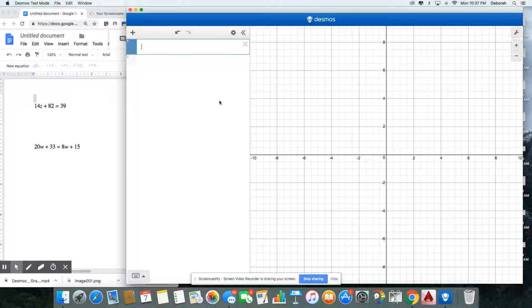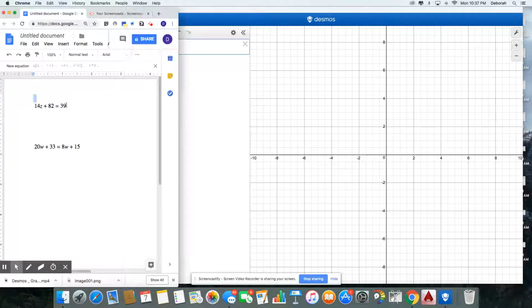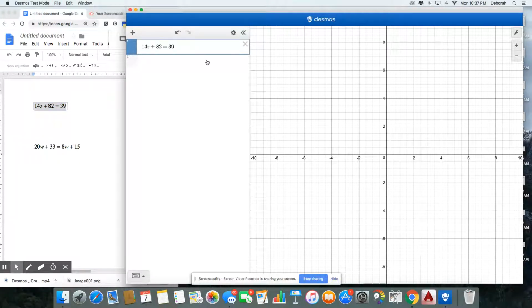In this video, I'm going to show you how to use Desmos Test Mode in order to verify an answer that you have calculated when solving an equation that has a single variable. So I've got a single variable equation here, and if I type it into Desmos Test Mode, it's going to come up and say single variable equations are disabled.